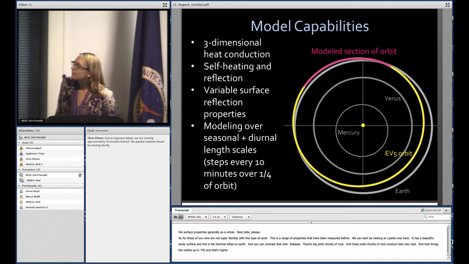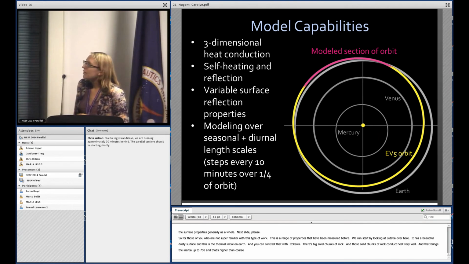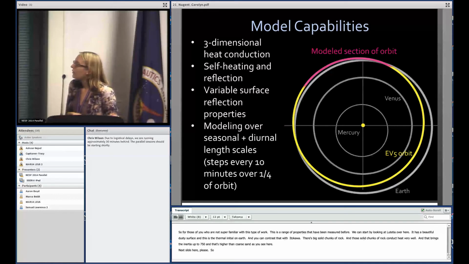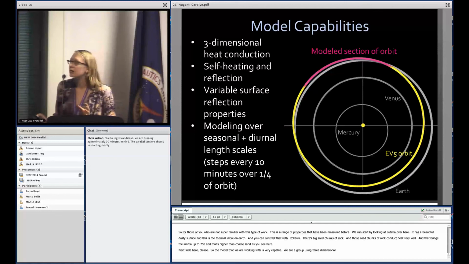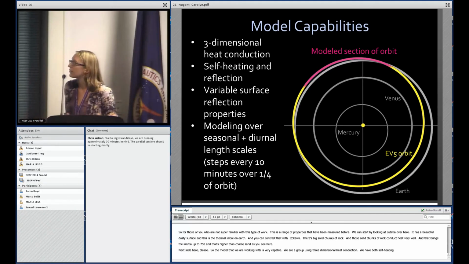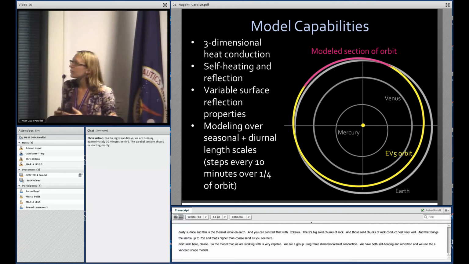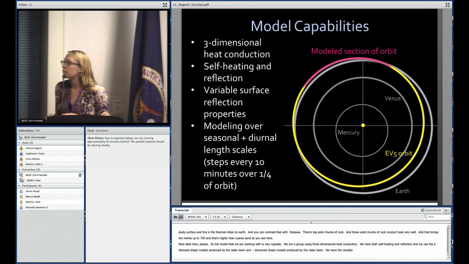Next slide, please. So the model that we're working with is very capable. We're a group using 3-dimensional heat conduction. We have full self-heating and reflection. We use these advanced shape models provided by the radar team, and we need to have the appropriate computing power to deal with all of those facets that we get from them. We have variable surface reflection properties, and the most powerful thing we have is modeling over seasonal and diurnal length scales. So we can do, for example, steps every 10 minutes over a quarter of an orbit.